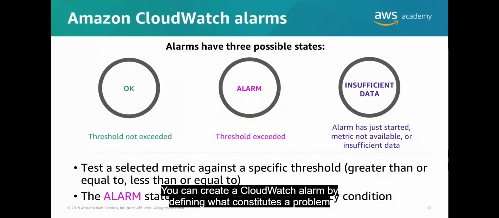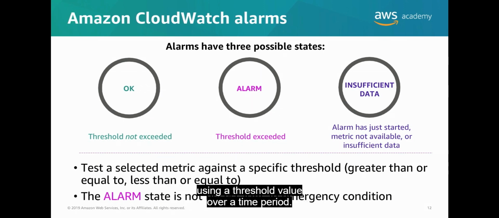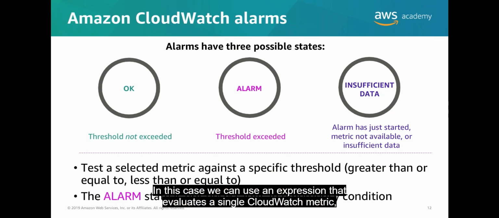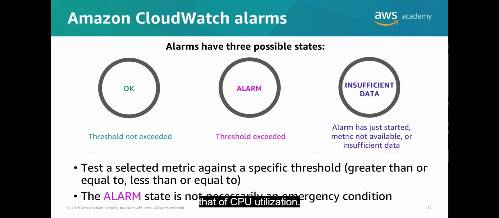You can create a CloudWatch alarm by defining what constitutes a problem using a threshold value over a time period. We already used an example of CPU utilization being greater than 80% over 5 minutes. In this case, we can use an expression that evaluates a single CloudWatch metric, that of CPU utilization. You can also use an expression based on multiple metrics.